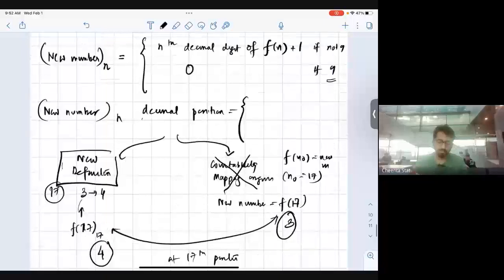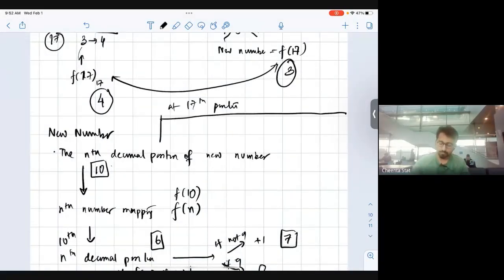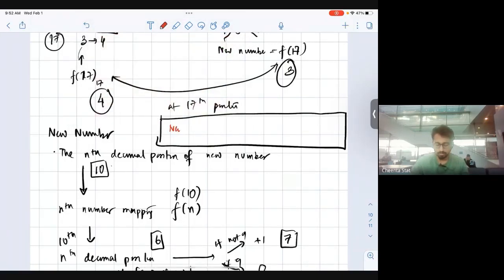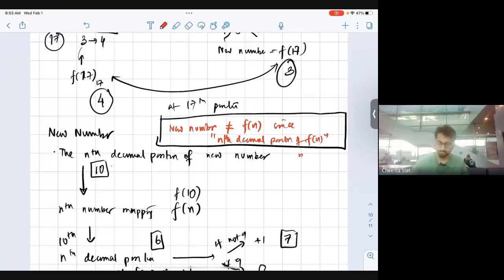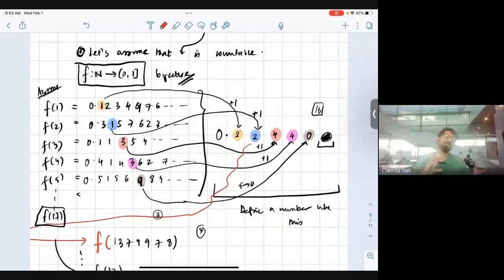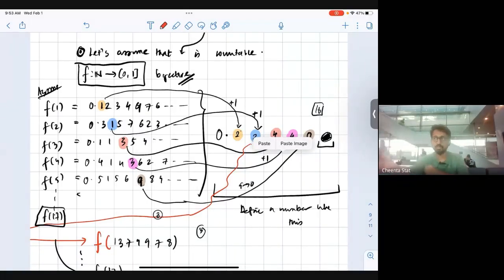So the basic idea is that the new number cannot be equal to any f of n for any n, since the nth decimal position of f of n is transformed to get this new number. So this new number cannot be any f of n, and hence it's a contradiction, because we assumed we could count everything. Therefore, it's not in the counting. It's something outside the counting. This is the basic idea.